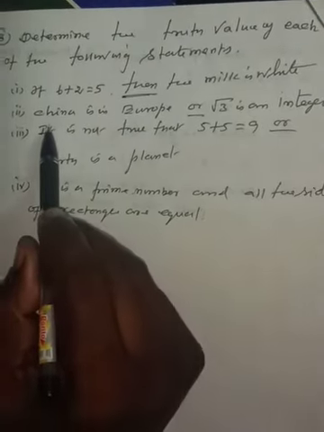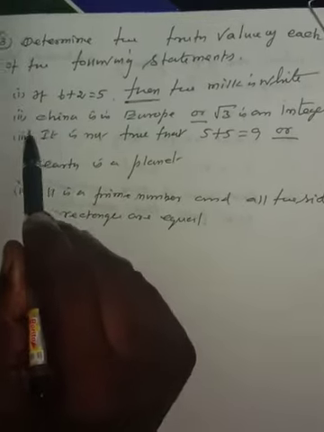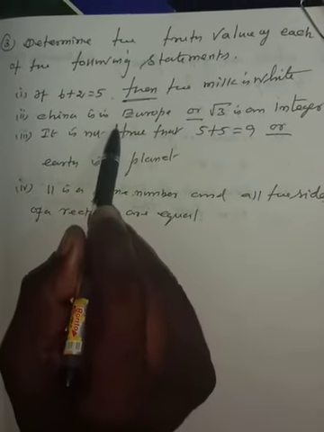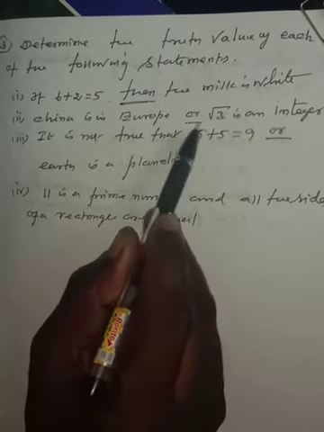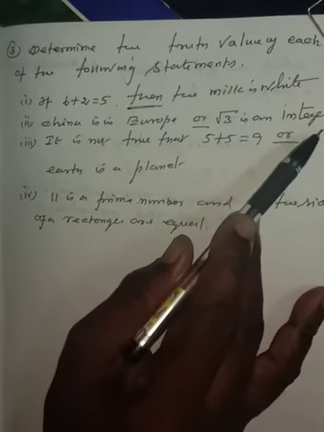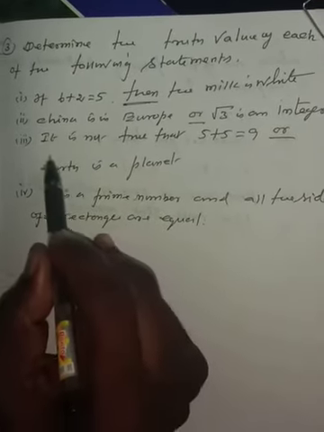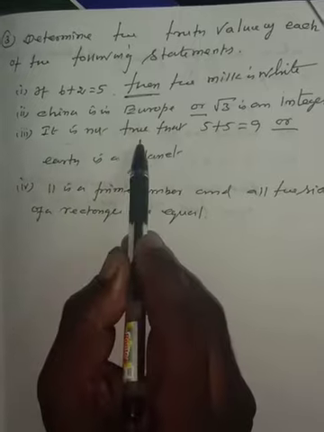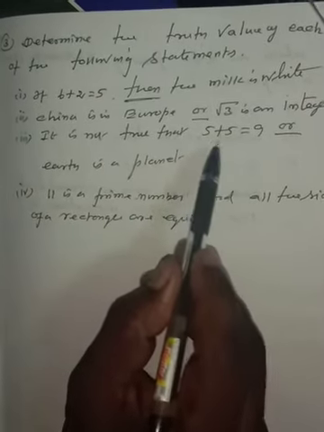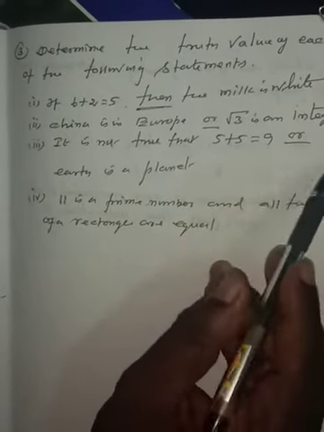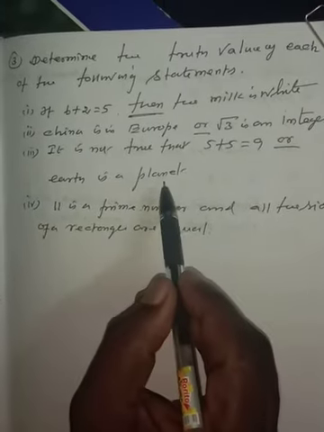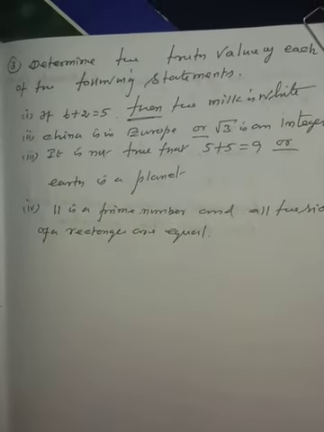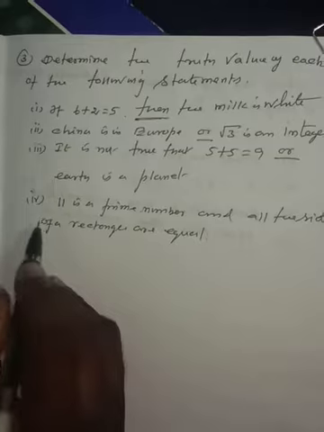Next, China is in Europe, or root 3 is an integer. Number 3, it is not true that 5 plus 5 is equal to 9, or Earth is a planet. We have to take first postulate.